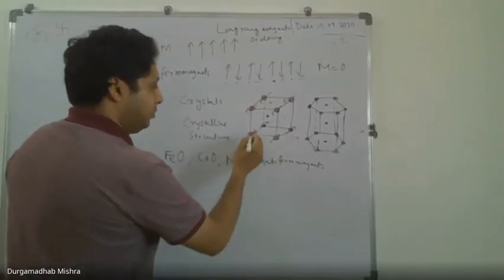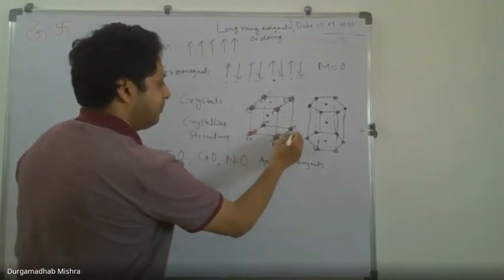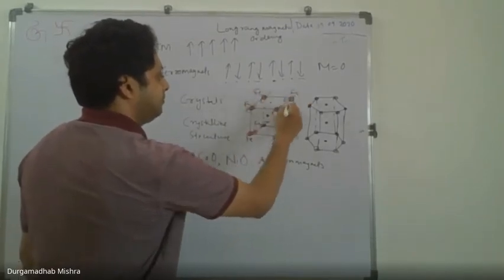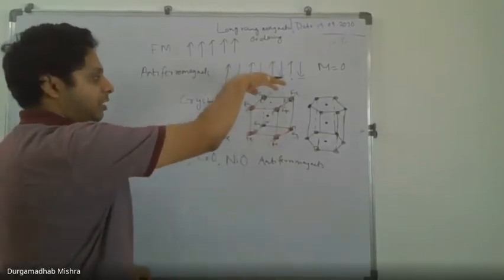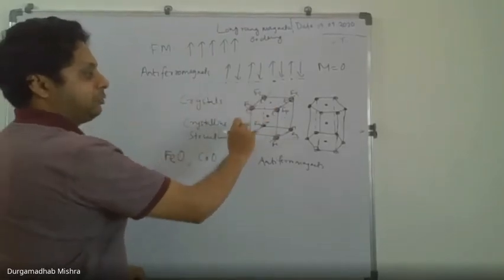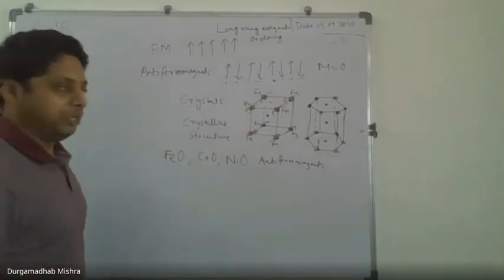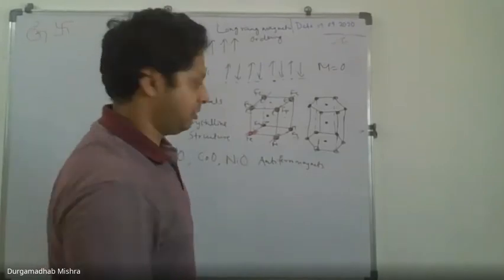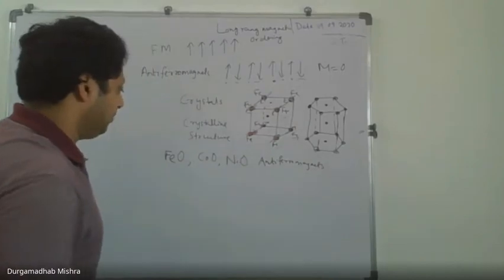So let's say if we take iron oxide, you have iron here. These are the iron atoms. In one plane they are pointing in one direction, in the other plane they are pointing in the other direction. And that is why the total net magnetization from this unit cell will be 0, but there is a periodic arrangement of this which exists in all directions.